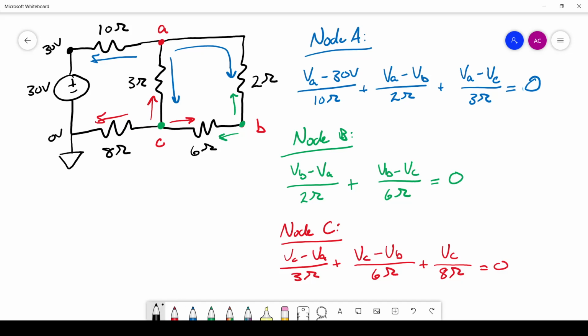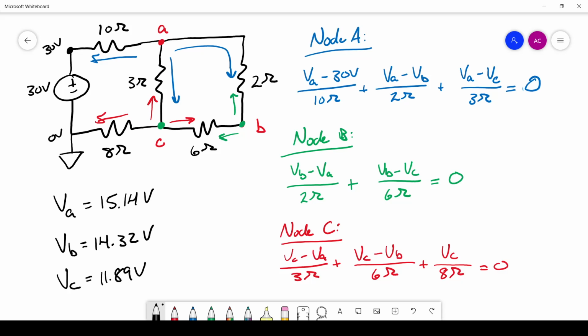Okay, so I'm not going to show you here because I'm going to let you do it however you're going to want to do it, whatever method you're going to do. I'll just give you the final answers that I got. Okay, so the final answers I got was that VA is going to be equal to 15.14 volts. VB is equal to 14.32 volts. And VC is equal to 11.89 volts.